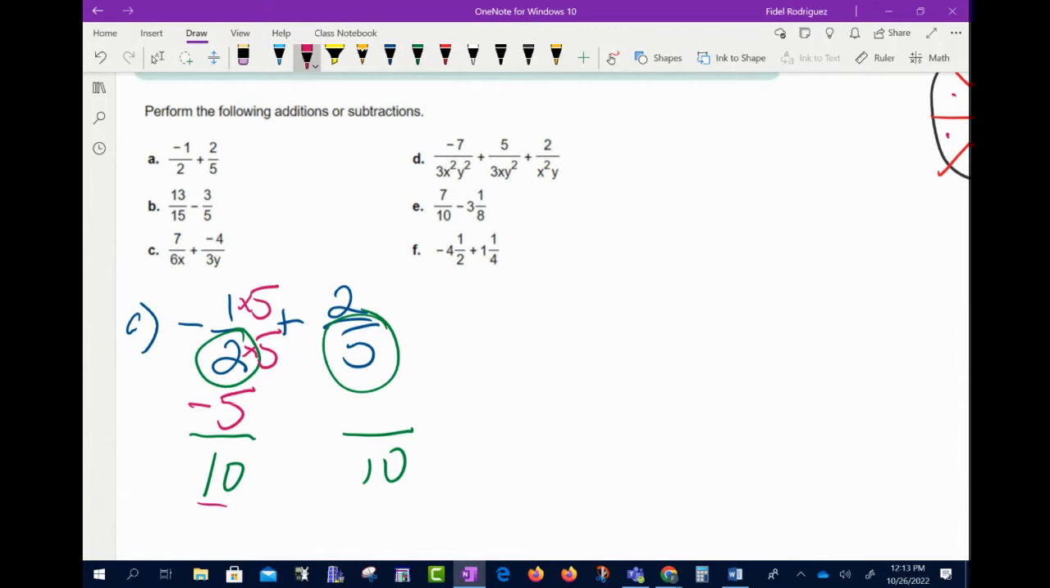And then I'm going to do the same thing over here. I'm going to say, look, what did I multiply 5 by to get 10? Oh, we multiplied that by 2. So I'm also going to multiply the top number by 2. That's going to give me a 4, and we still have a plus in the middle, okay?